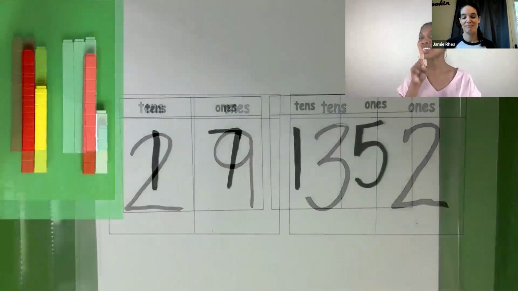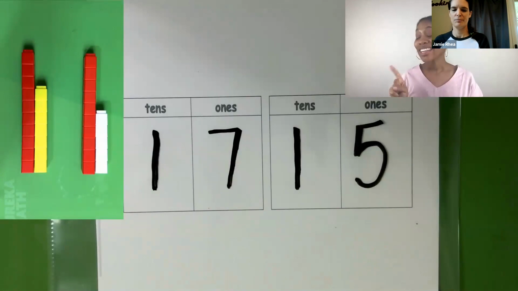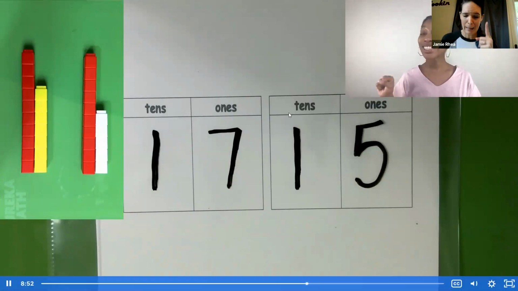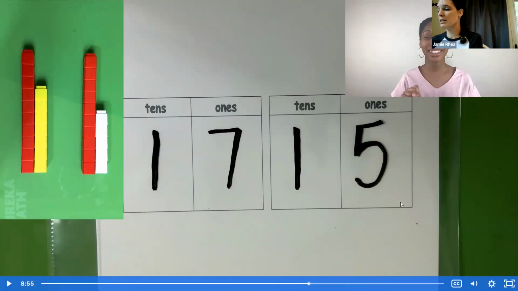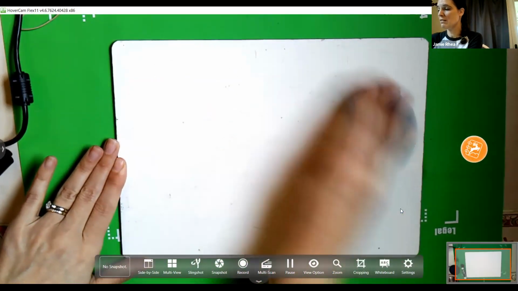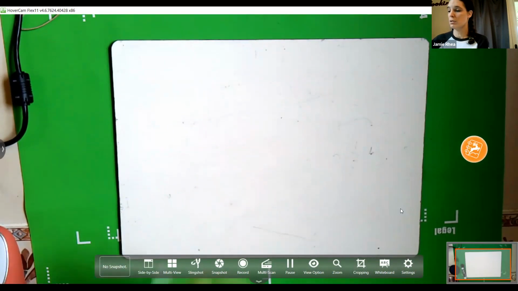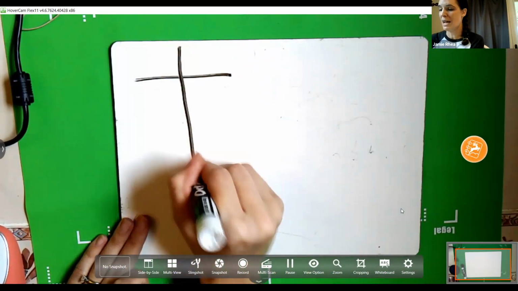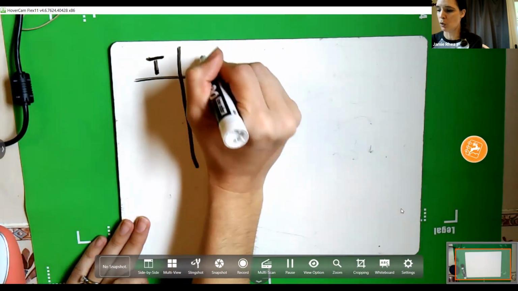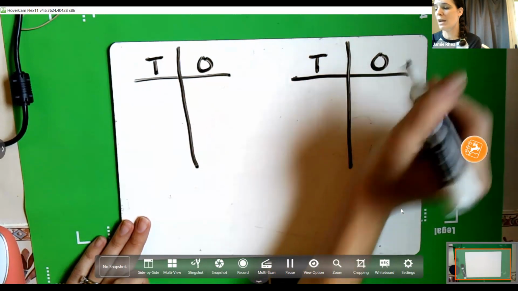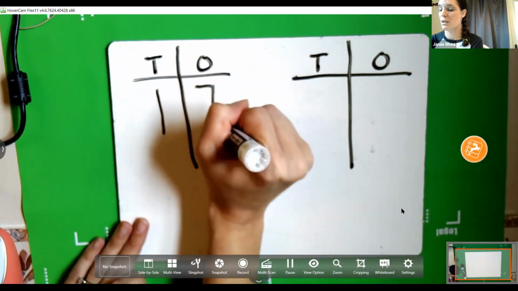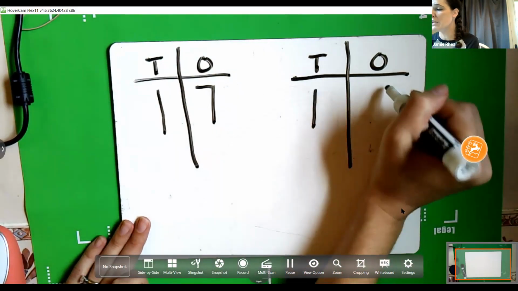All right, let's do another one. Now let's compare 17 and 15. I'm gonna pause her because we're gonna do this one together on our board, okay? So let's erase our boards and let's do 17 and 15. So first thing we gotta do, I'm gonna put a T for tens and an O for ones, just to save time. Okay, so we have the number 17 and we have the number 15.